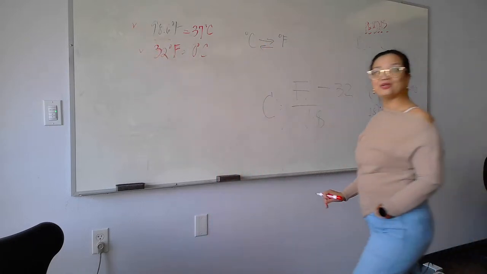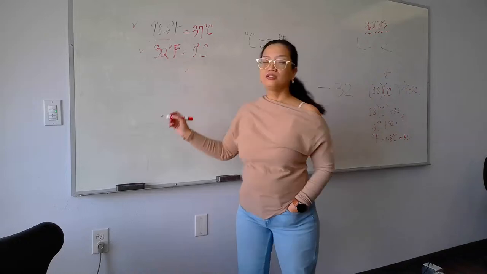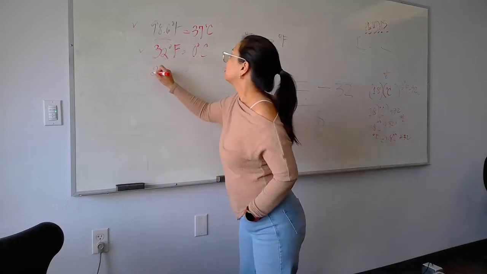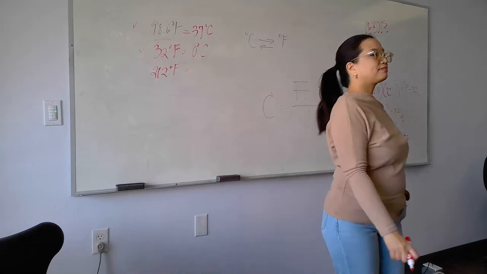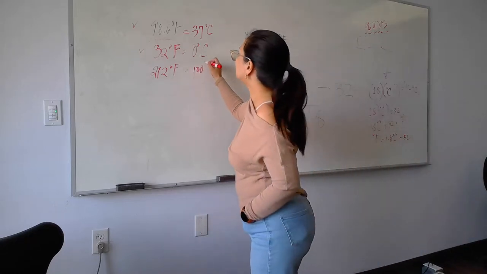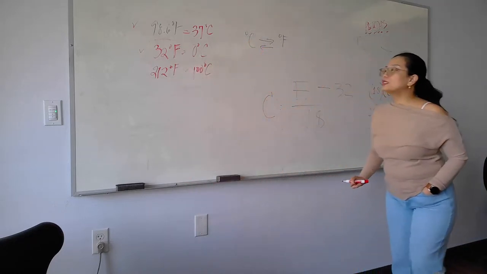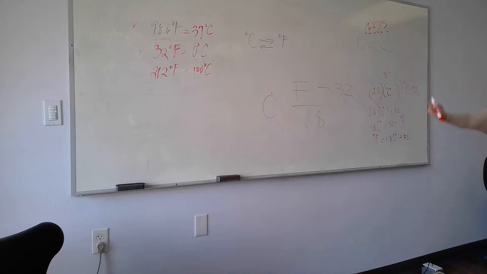Last one. What's the boiling point of water? Okay. Somebody said 212 Fahrenheit. What is that in Celsius? 100. Okay, there's three temperatures. Let's try to plug in the numbers. Let's plug in the Celsius.